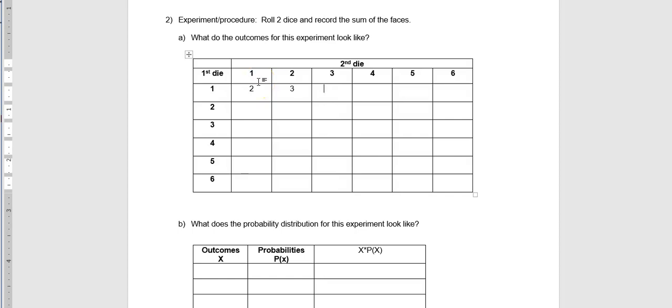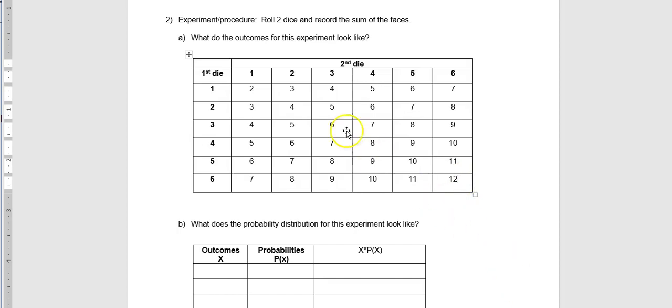So this row starts with 2. This row starts with 2 plus 1, which is 3. So I'm just filling in this entire table. So there are all of our possibilities for how the 2 dice can come up, and then for each one I put in what the sum of the 2 dice would be.